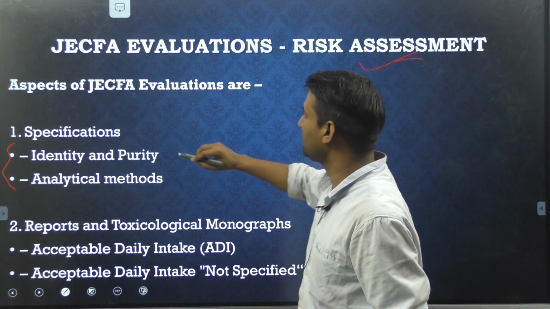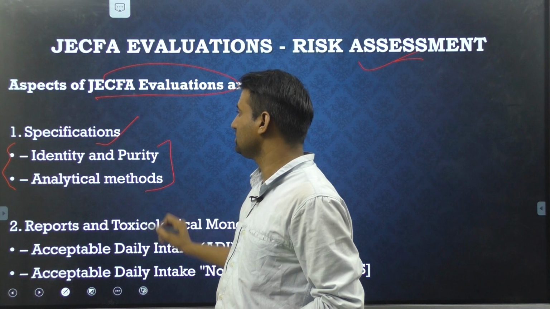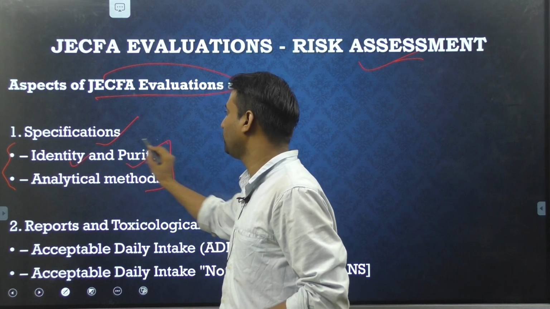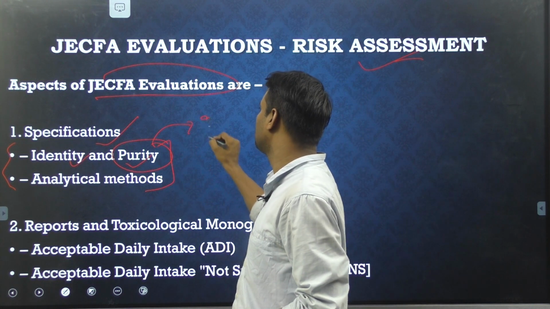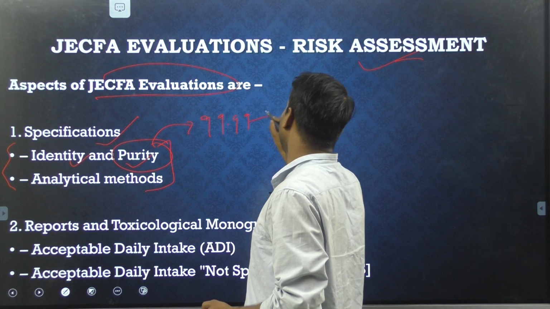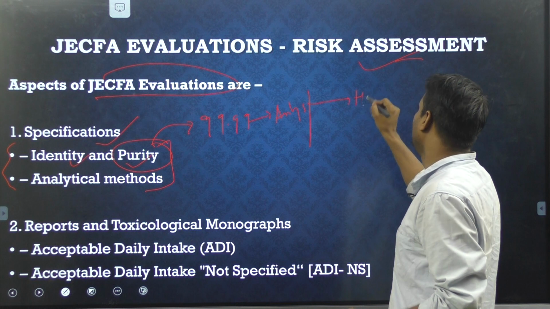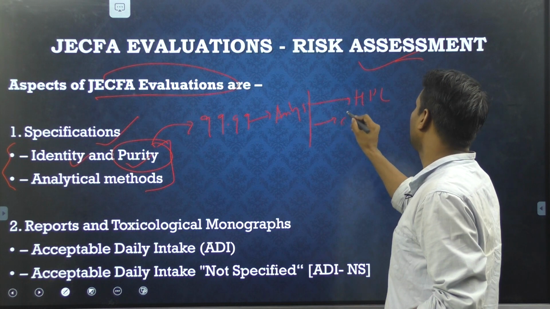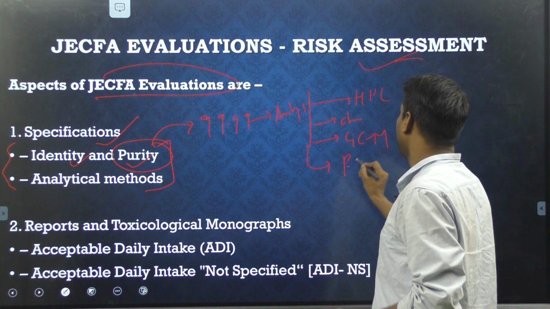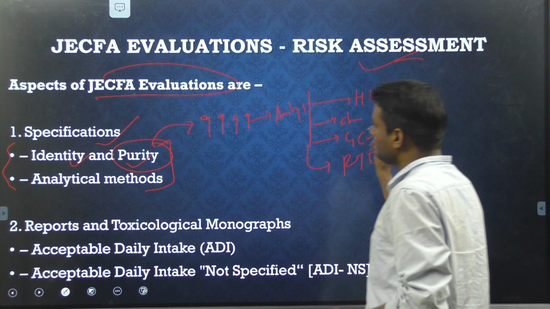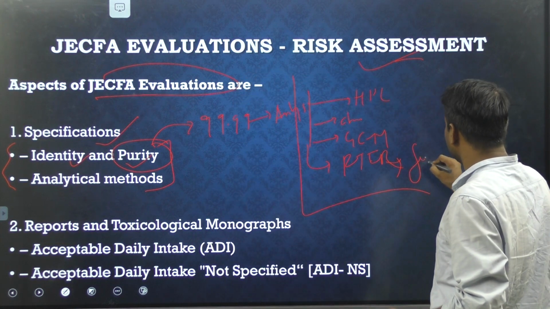Okay, so aspects of the JECFA evaluation. These are your specifications. In the specifications they have to identify the purity level, they have to find out what exactly the purity level is. As already discussed, it should be more than 99.9%, and they have certain analytical techniques, which I already discussed, like HPLC, other chromatography techniques like GCMS, and FTIR. FTIR is one of the famous ones for the functional groups.